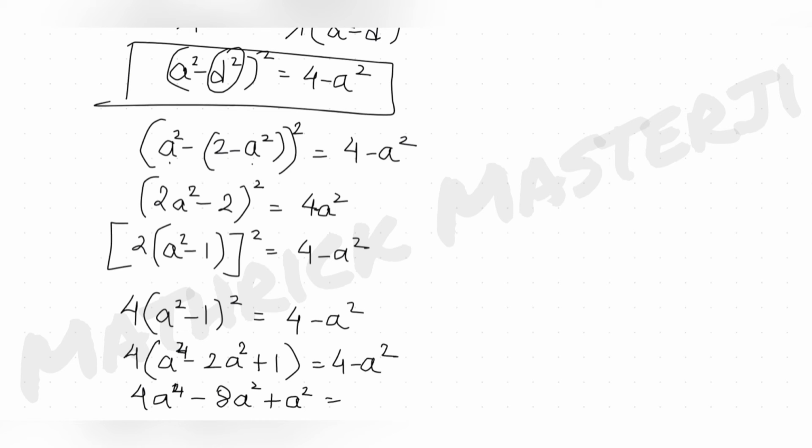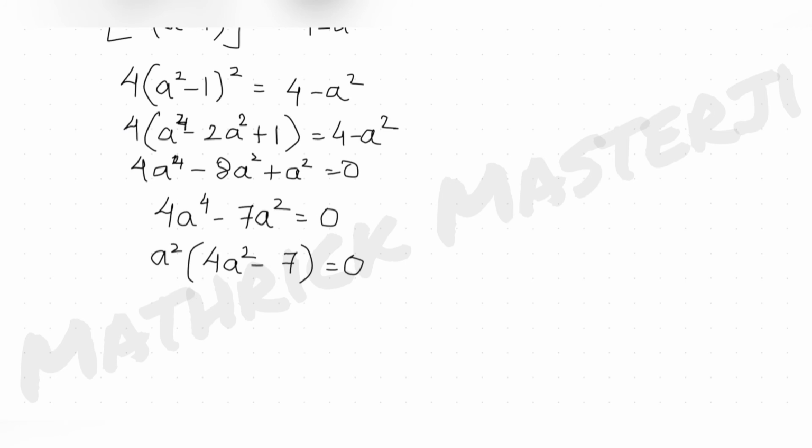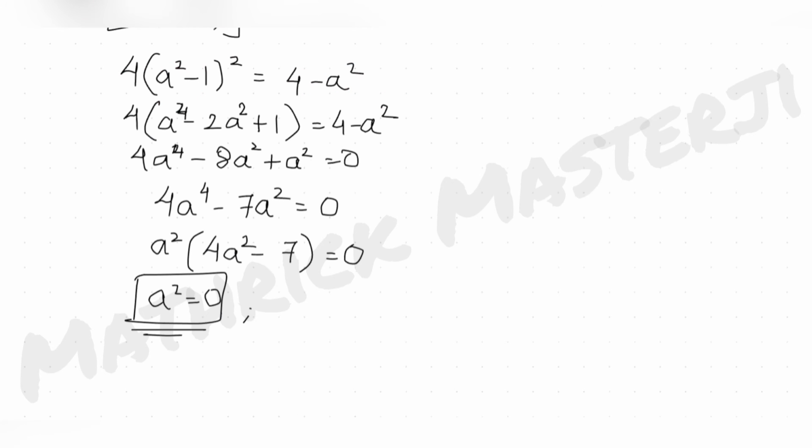So you get here 4a⁴ − 7a² = 0. a² taken common, I get a²(4a² − 7) = 0. So from here I get two values. One is a² = 0, which is not possible, because if I put a² = 0, the side of the triangle will become 0, which is not possible.